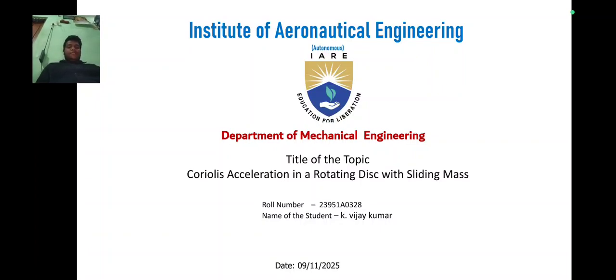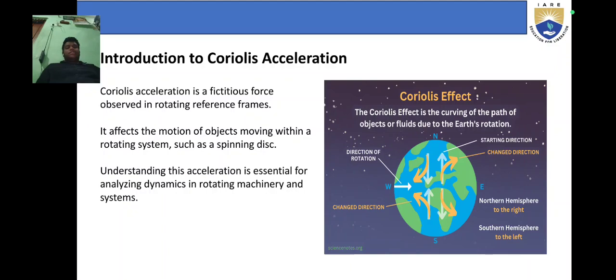Then I talk about polygon acceleration rotation with sliding effects. Introduction to Coriolis acceleration. Coriolis acceleration is the quickest form observed in rotating reference systems. It affects the motion of objects moving within a rotating system, such as a spinning disk. Understanding the acceleration is essential for analyzing dynamics in rotating machinery systems.